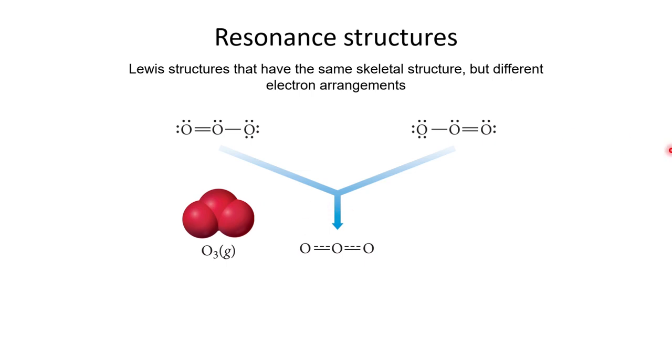Now we have this complicated structure that we'll have to figure out. For some compounds, there is more than one way to draw our Lewis structures. So when they have the same skeletal structure but different electron arrangements, that is a resonance structure. So for example, ozone. You could imagine drawing ozone with a single bond between these 2 oxygen atoms and a double bond between these 2 oxygen atoms, or you could imagine putting the double bond over here and the single bond over here.